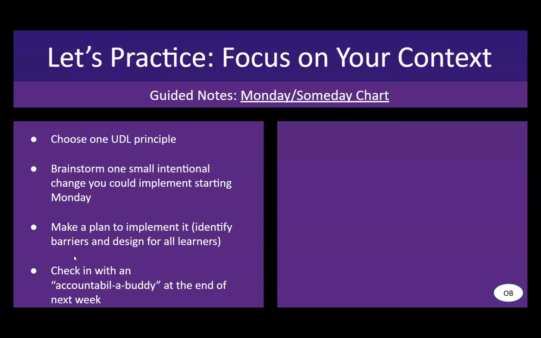You're going to start by looking at the Monday side, choosing just one UDL principle, and brainstorming one small intentional change that you can implement starting next week, or at this point in the semester, starting at the beginning of your next semester. Make a plan to implement it, including identifying barriers and designing for all learners. And check in with an accountability buddy at the end of next week.